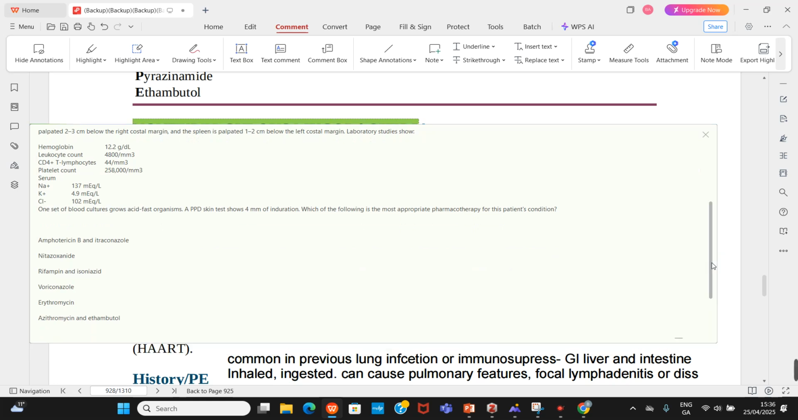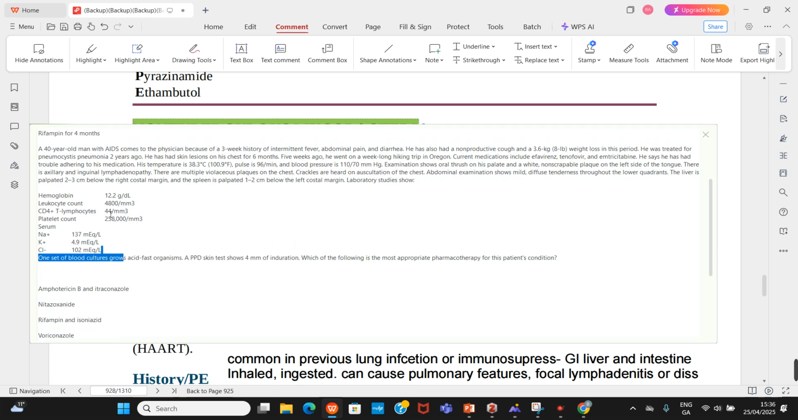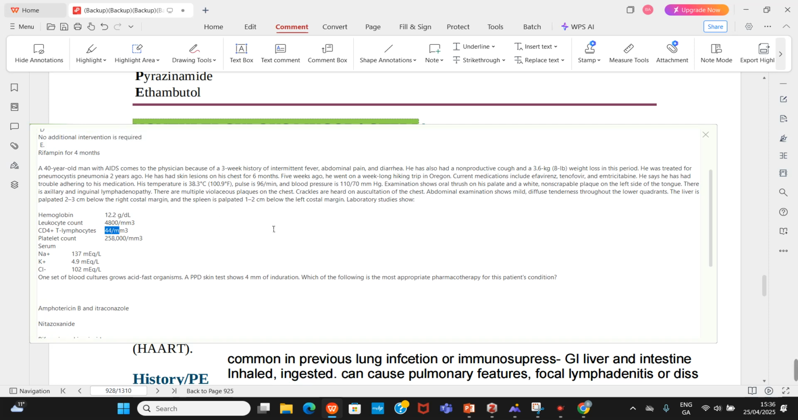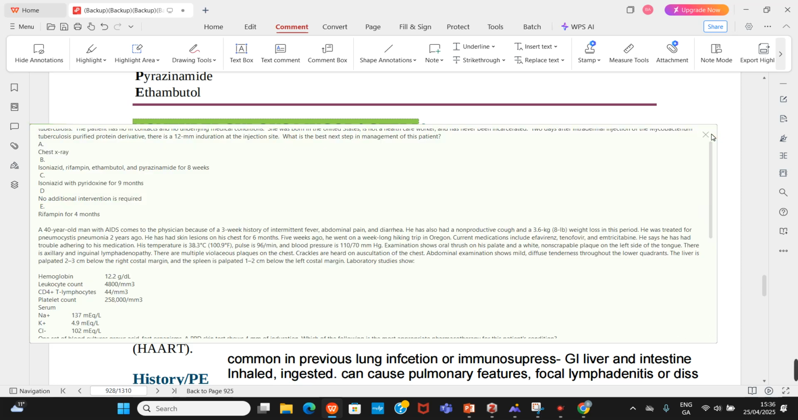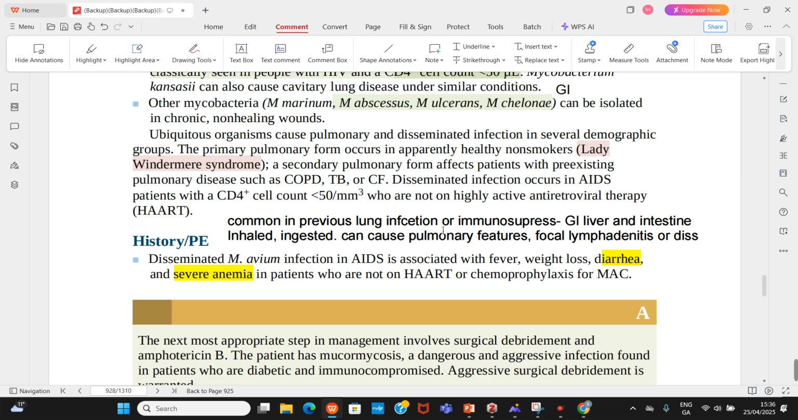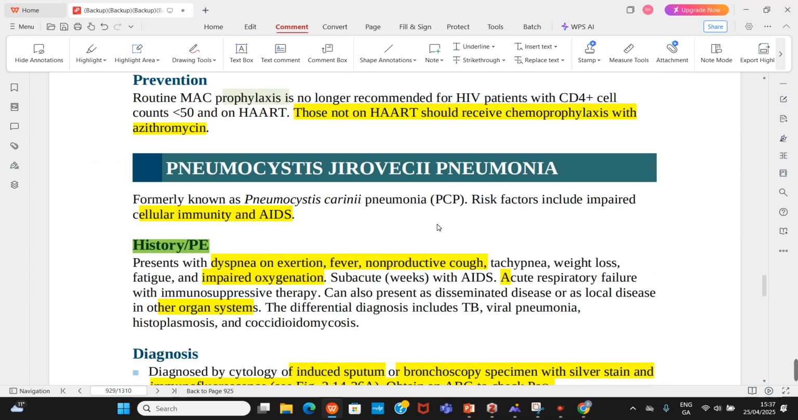Azithromycin. That is it. They are further giving us this PPD, to teach your mind towards mycobacterium issue. Acid fast, mycobacterium issue. Look at the CD4 count, 44. Problem. This guy's having candidiasis, weight loss. There's now hepatosplenomegaly. There's a reason why they are giving all these examination findings. Just go and pick mycobacterium issue. Very important stuff.